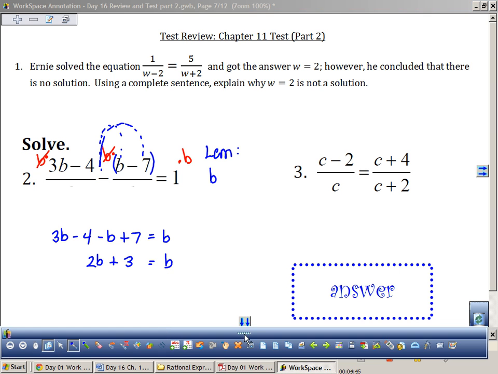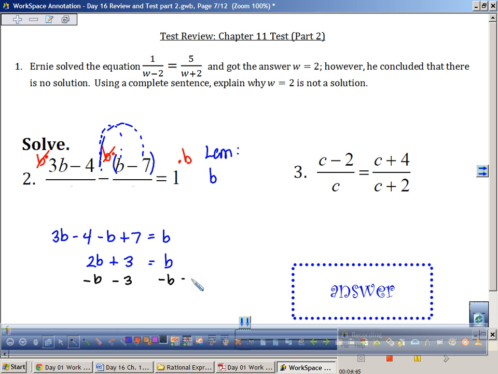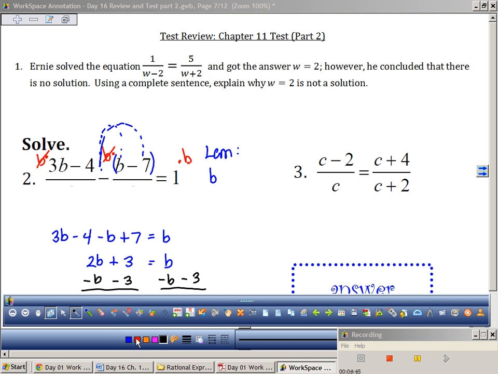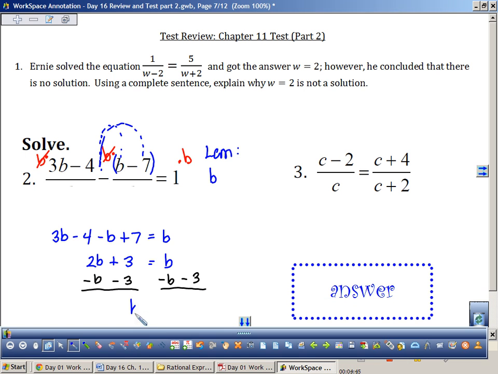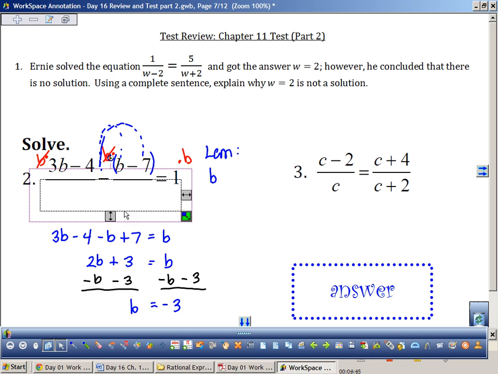Let me change my color. Subtract b from both sides. So if I decide to put the b's over here, what should I do with this 3? Move it over there by doing inverse operation. So b equals negative 3. Is it easier now? Yes.